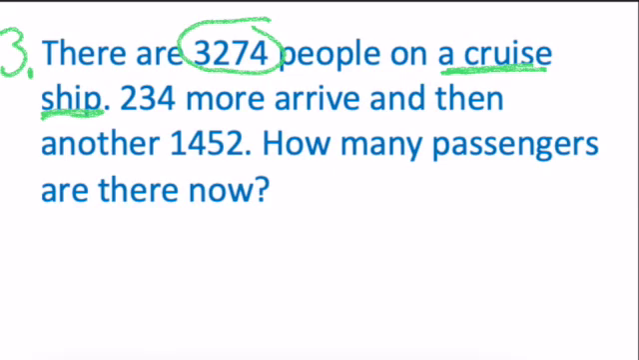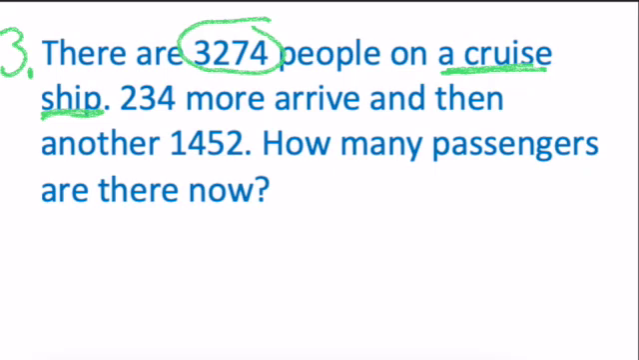234 more arrive and then another 1,452. How many passengers are there now? So let's say that again. There's 3,274 on the ship, 234 more arrive, and then another 1,452. How many are there now? Press pause while you work that out.